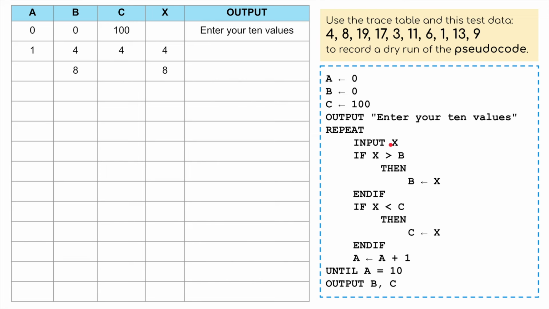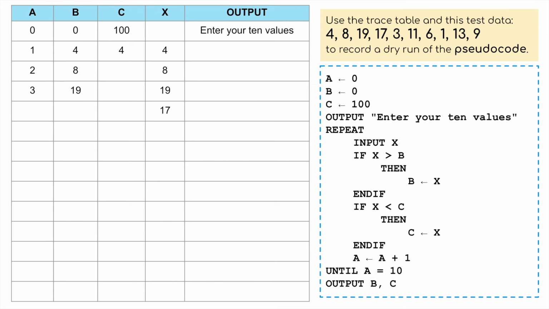Input X. If X is greater than B, yeah, it is. If X is less than C, well, it's not. So we leave that and we put a 2 in there. And we carry on. Enter 19. If X is greater than B, which it is, we put it in there. If X is less than C, well, it's not, so we just add 3 to there.